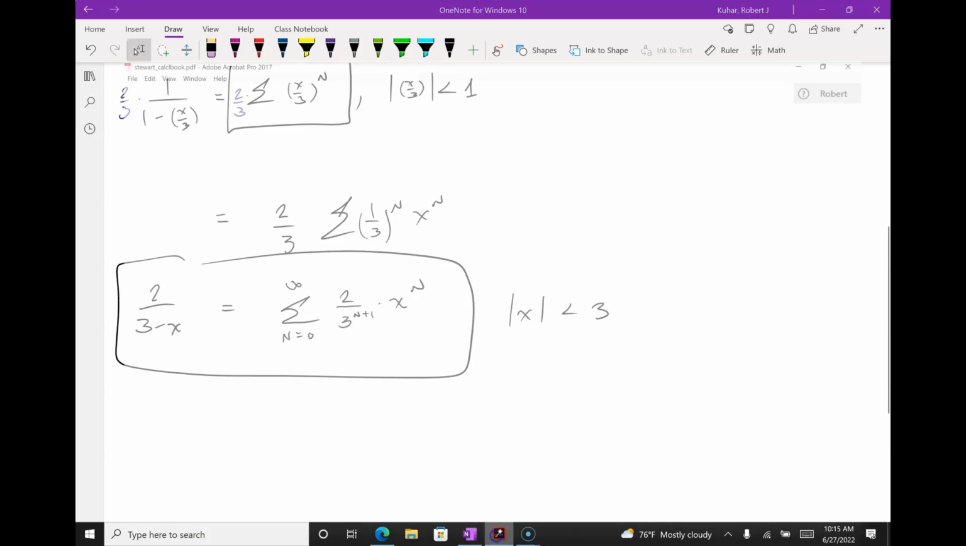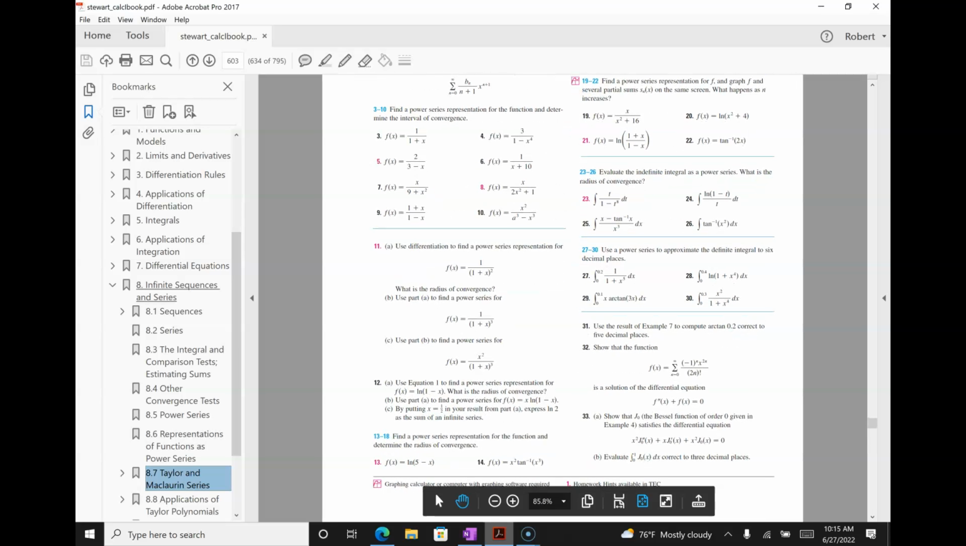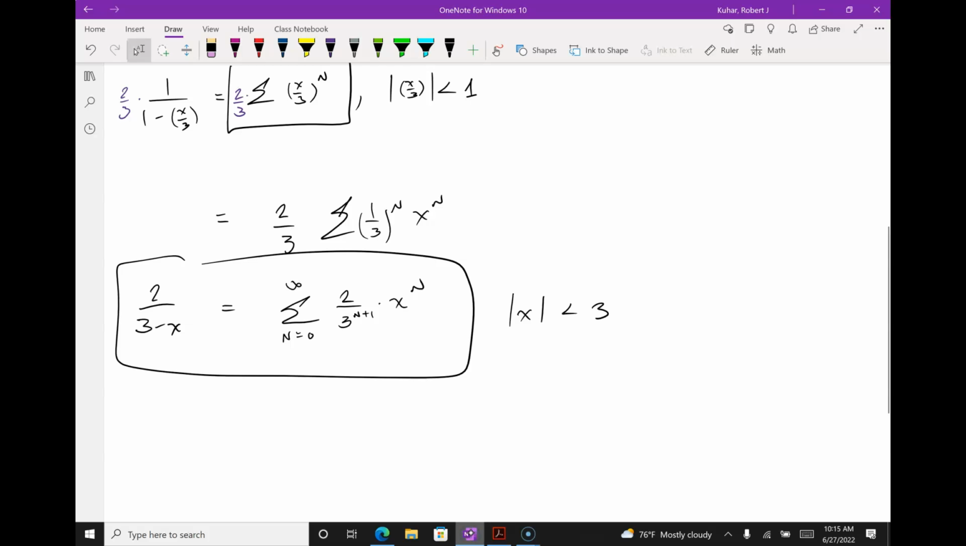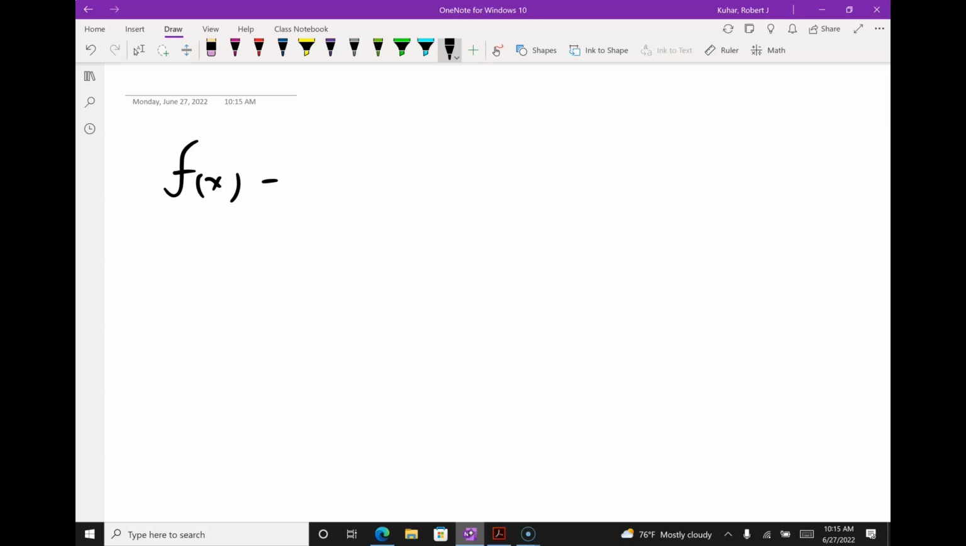Let's do another. What do you think of 1 to 10 there? Which one looks kind of interesting to you? 8? Yep. So x over 2x squared plus 1. So I've got a function, x over 2x squared plus 1, that I want to do a power series representation for.